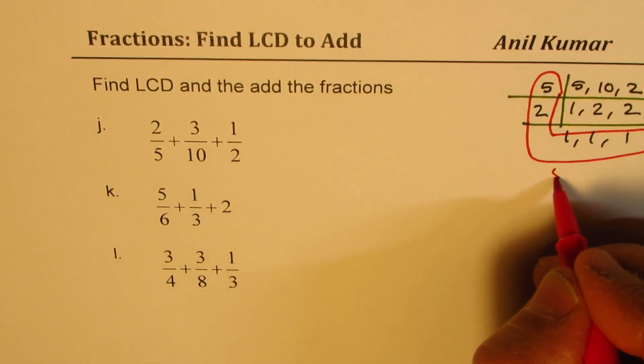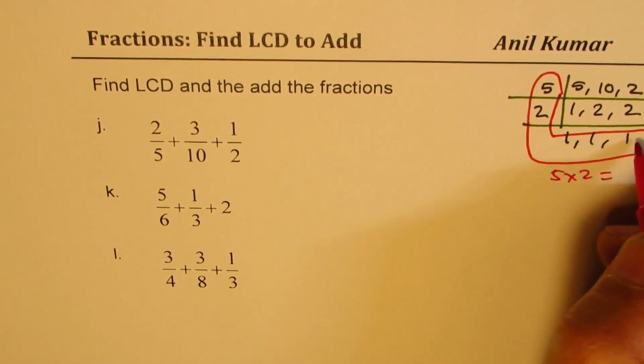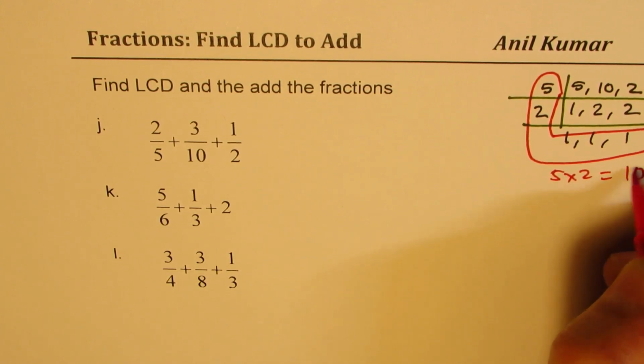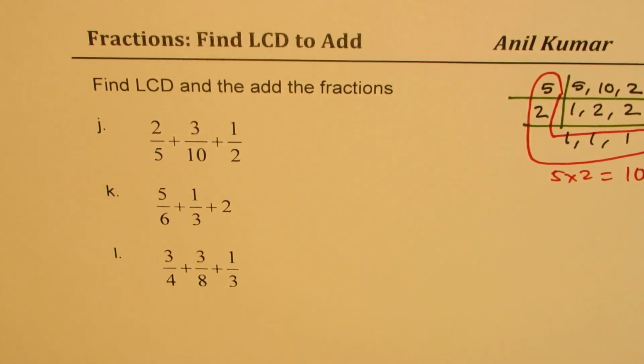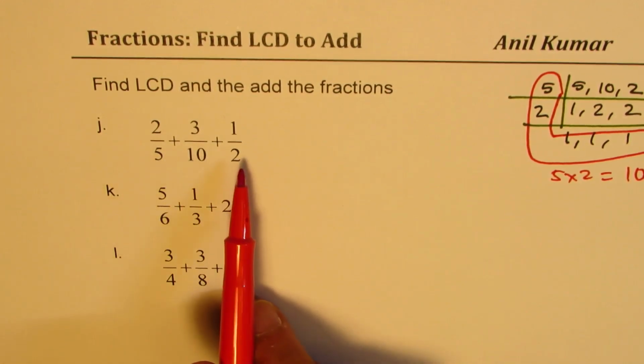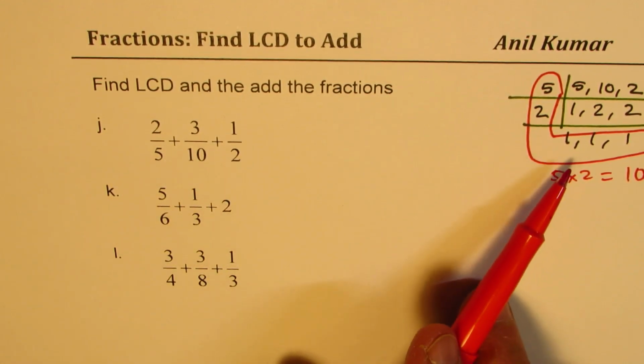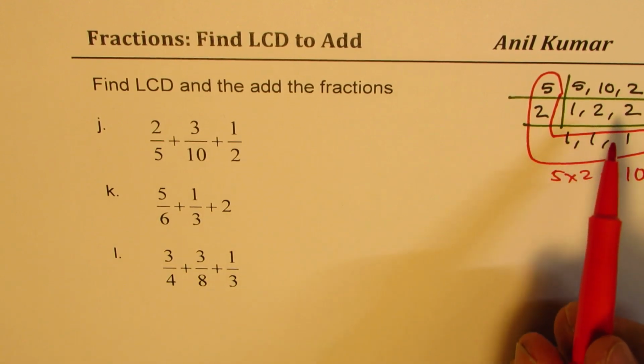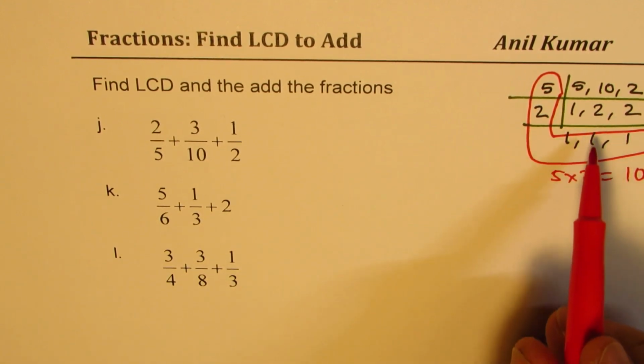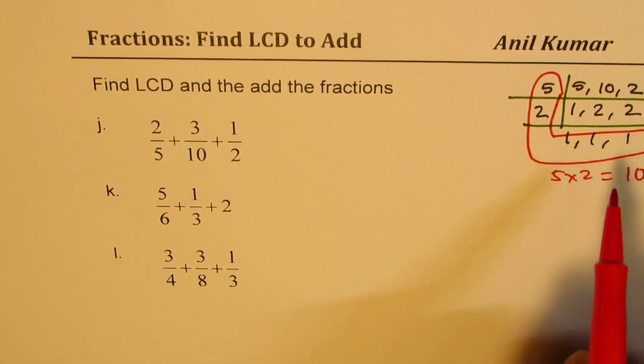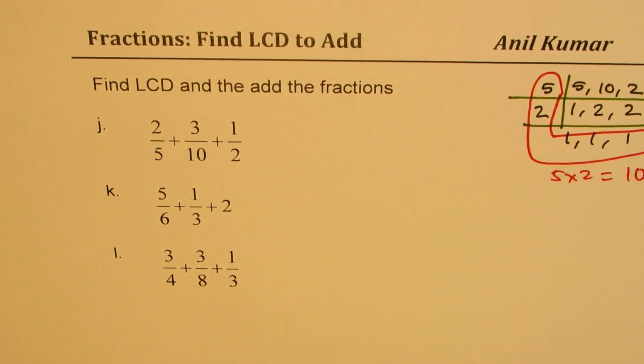Perfect. So you get 5 times 2, anything times 1 is 10. So here the lowest common denominator is 10, which was easy to see from what we had given. But that's an interesting method. So I'll provide you with a link to do this practice. This is very effective when you're working with bigger numbers.